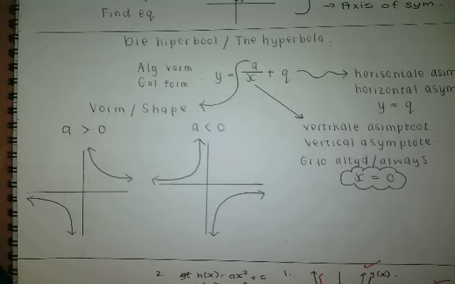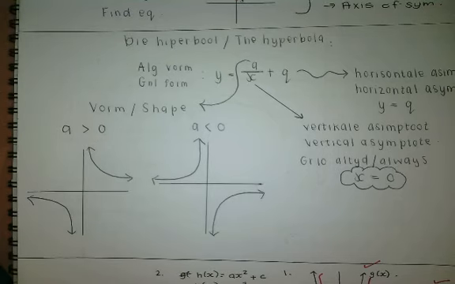Right, so the equation of a linear graph: y equals mx plus c. The equation of a parabola, or quadratic: y equals ax squared plus c. And the equation now for a hyperbola is going to be y equals a over x plus q.